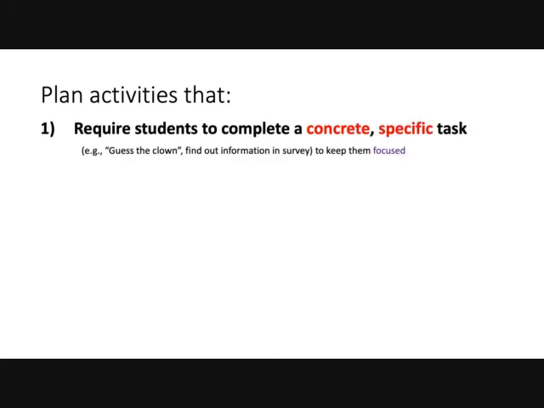Finally, we need to plan activities that require students to complete a concrete, specific task. And if you do that, so you say, okay, we have 5 minutes to guess the clown. Here's your sheets of paper, and here are the questions that we're going to ask. We practiced it and model it. You have 5 minutes, sit with your partner, guess which one is the mystery clown, or find the information in a survey, conduct a survey.